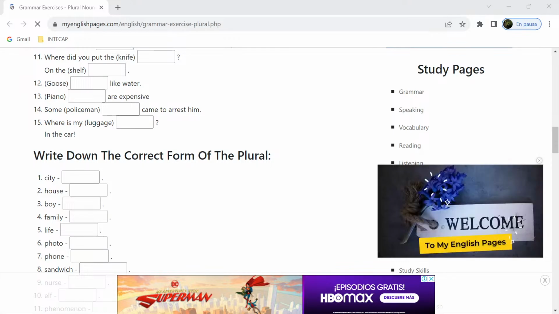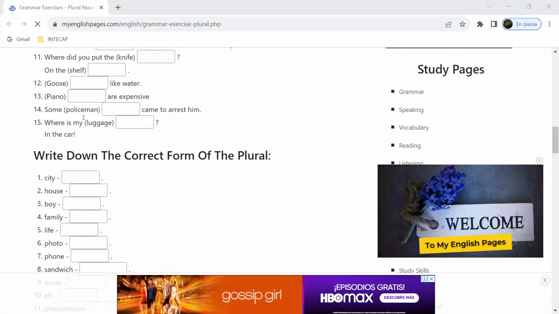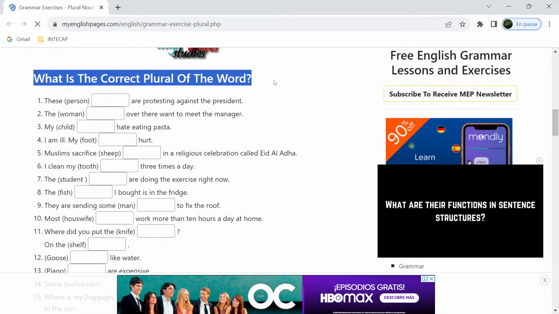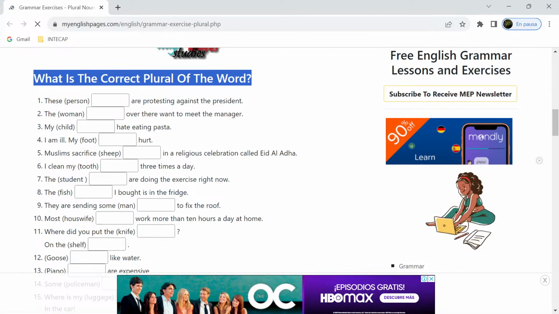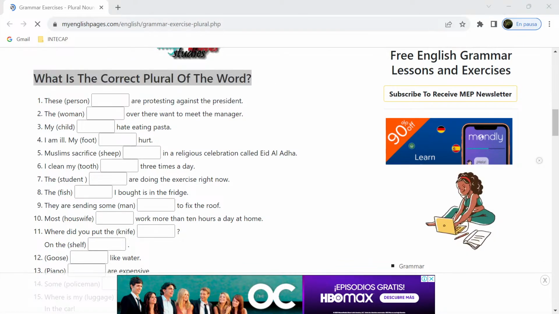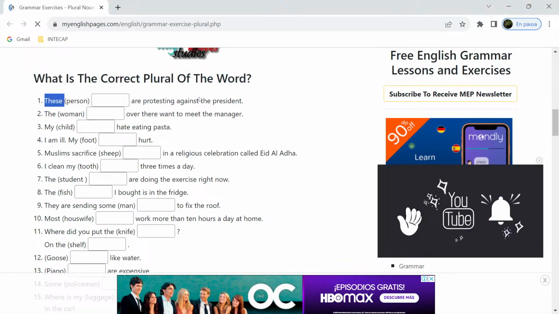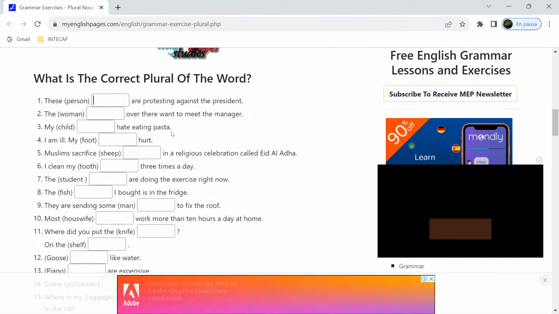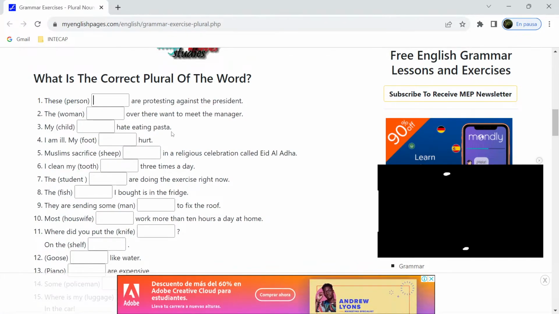So this is the exercise. As you can see, we have two sections. In section number one, we have to write the correct plural of the word. For example, here I have some sentences, and between brackets I have a singular noun. What I have to do is fill the blank with the plural of that word.